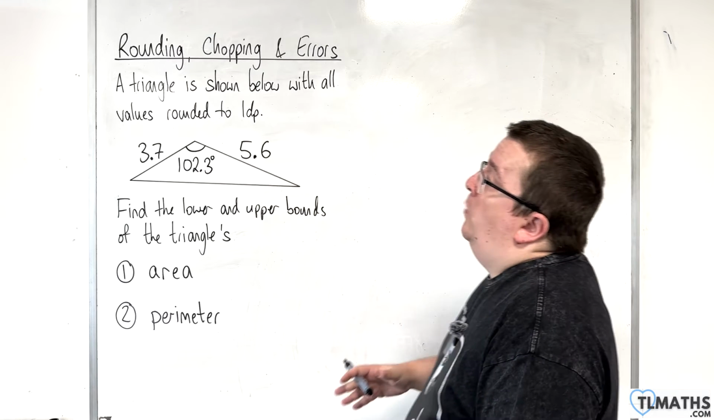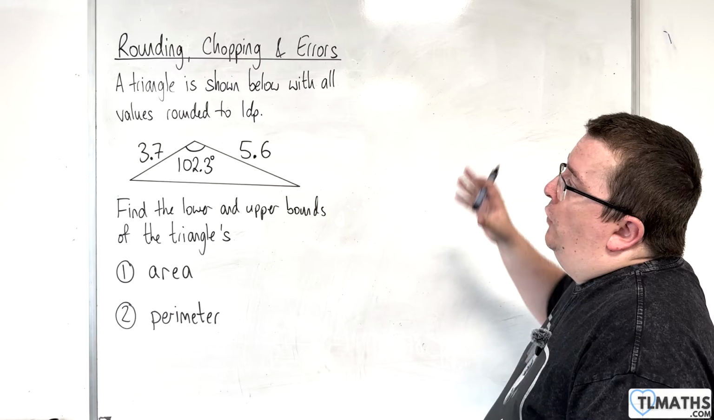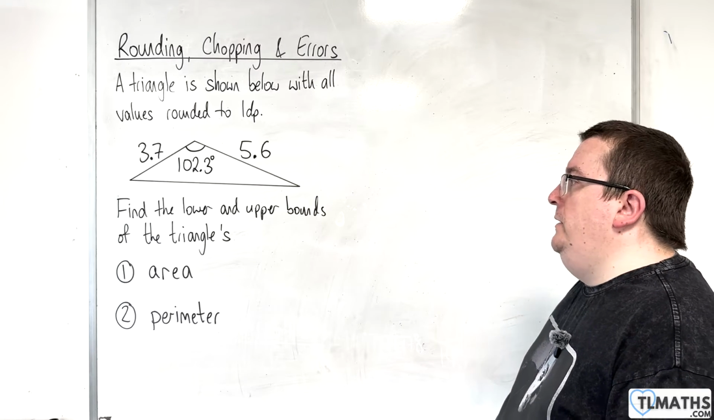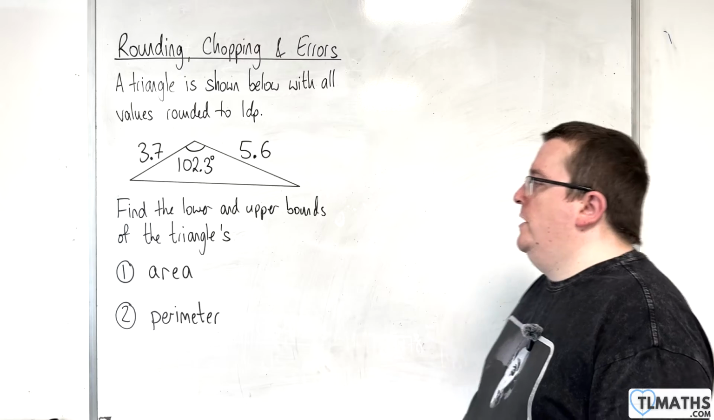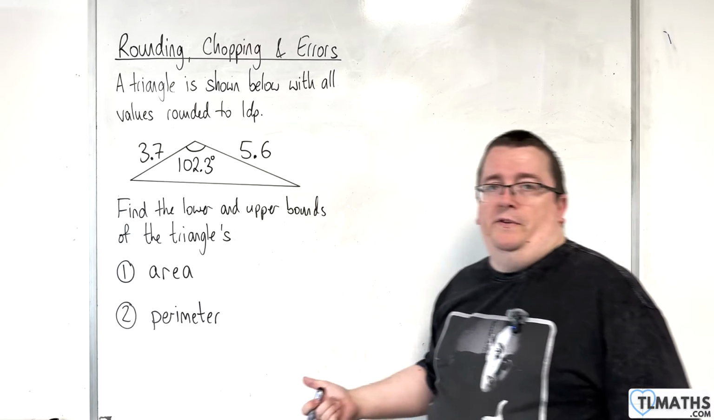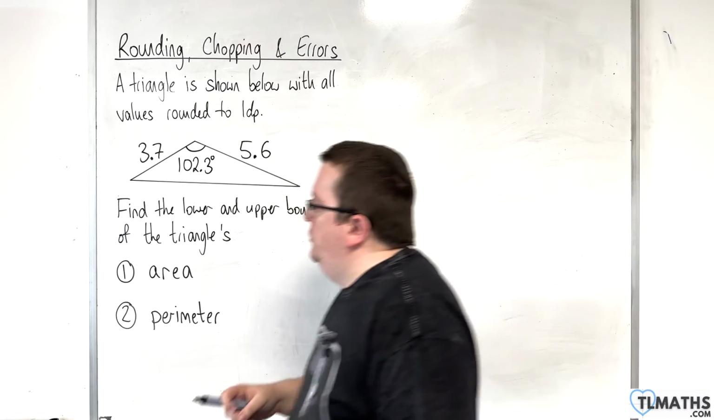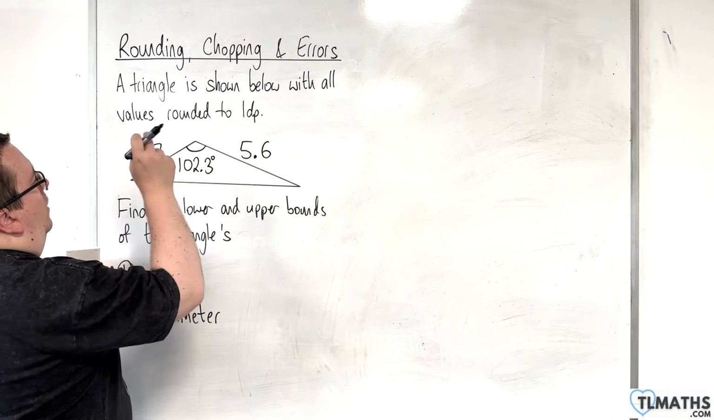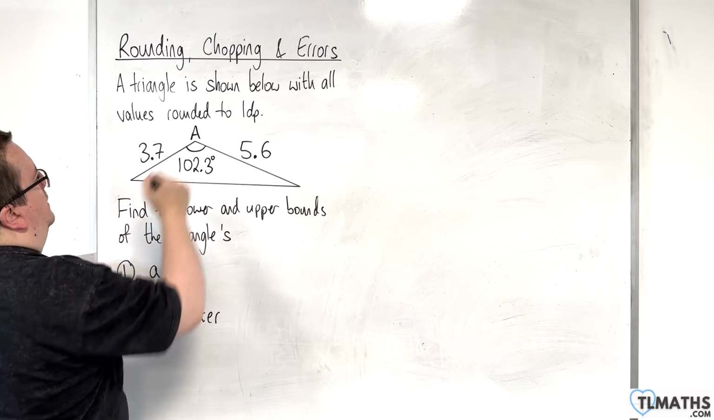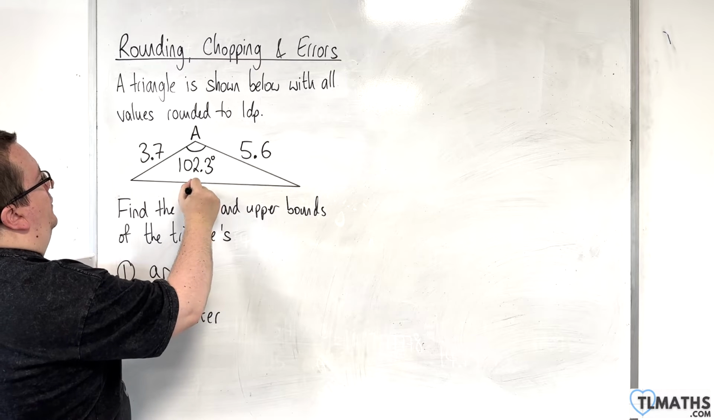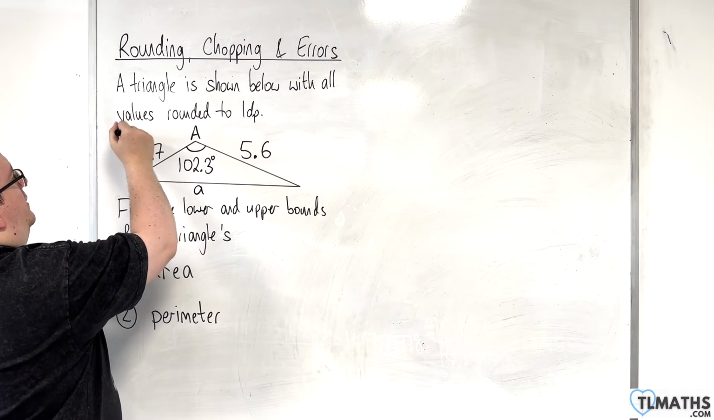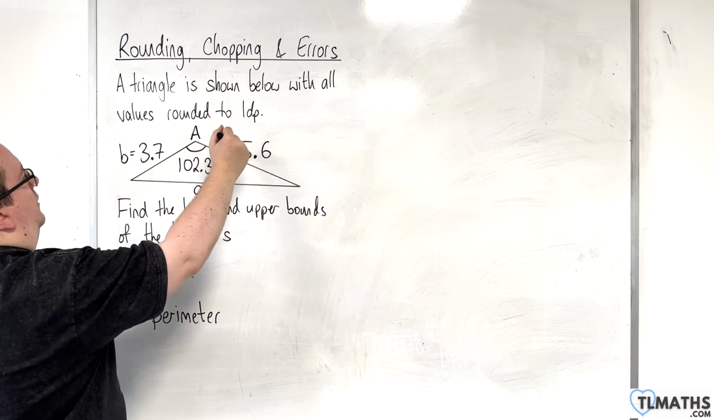So in this problem, we have a triangle with all the values rounded to 1 decimal place. Find the lower and upper bounds of the triangle's area and its perimeter. Right, let's do some labelling. So if we call this angle A, so this side is lowercase a, then we can call this side lowercase b and that side lowercase c.